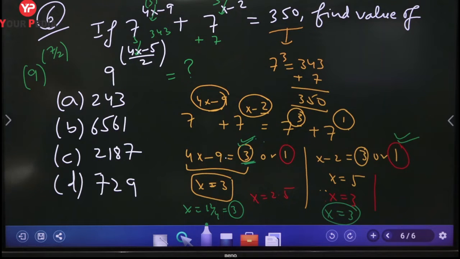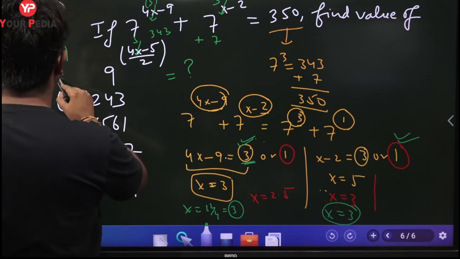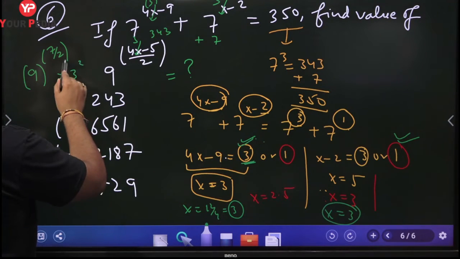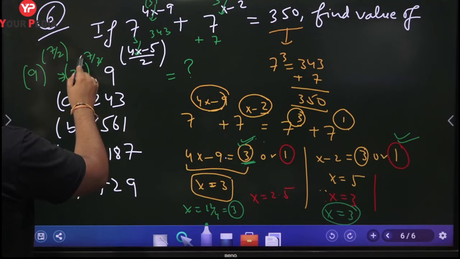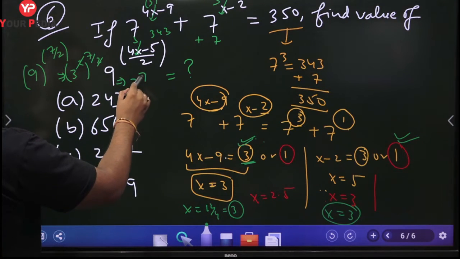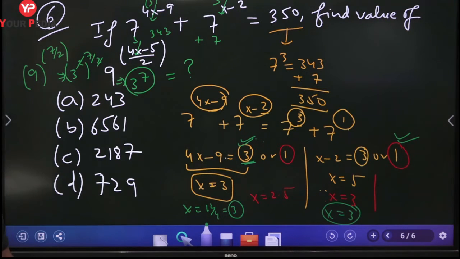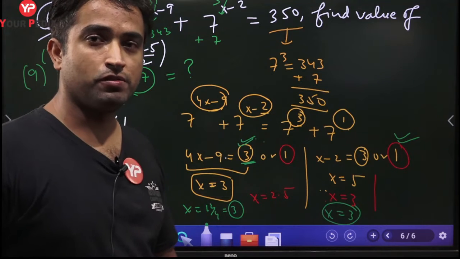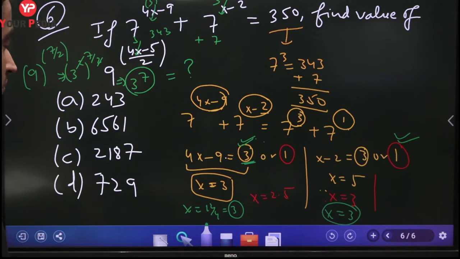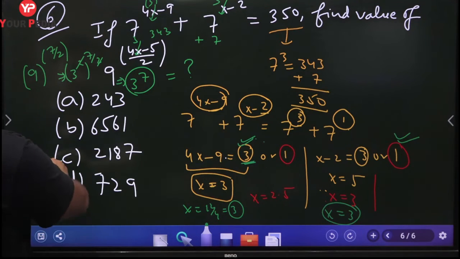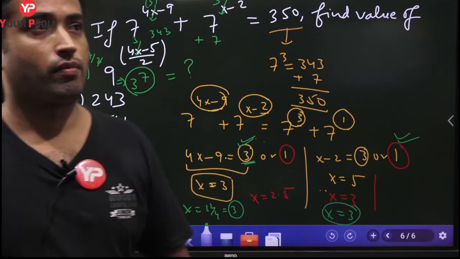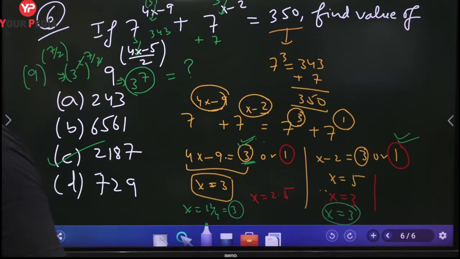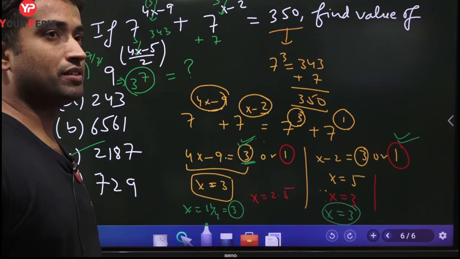So I think this must be clear. 9 raised to power 7 by 2 you can easily do, so that is 3 power 2, 2 and 2 will get cancelled out, 3 power 7. 3 power 4 is 81, 3 power 5 is 243, 3 power 6 is 729, 3 power 7 is 2187. So I think this must be clear.